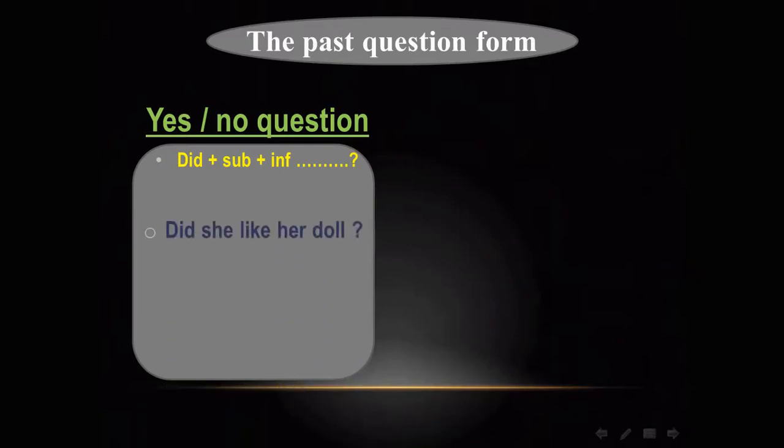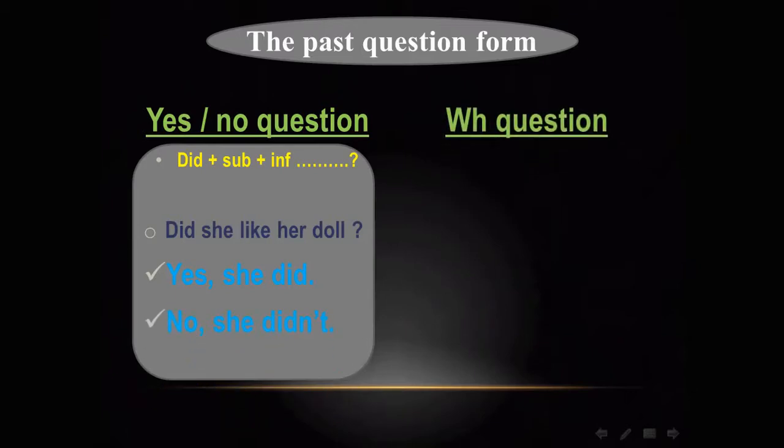For example, did she like her doll? Did she like her doll? In the yes/no question, it's good to answer with a short answer. For example, did she like her doll? Yes, she did. Or no, she didn't.